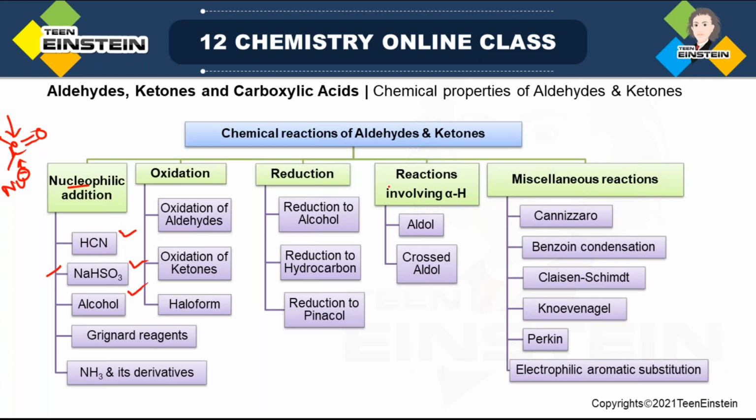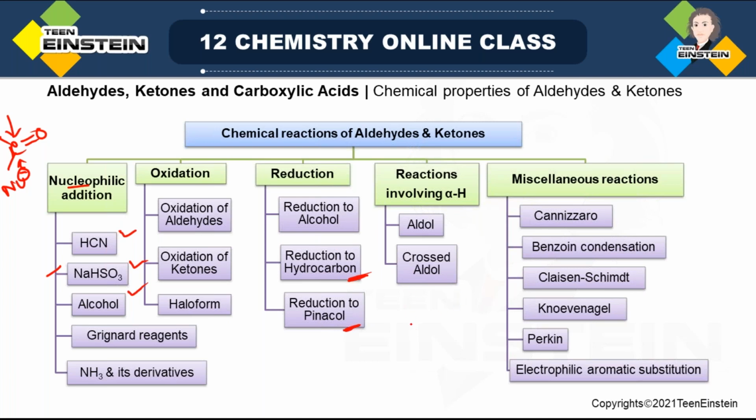And after that, oxidation. We have three categories of oxidation: oxidation of aldehyde, oxidation of ketone, and haloform reaction. Then reduction. Now reduction of aldehyde and ketone may be to alcohol, reduction to hydrocarbon, or reduction to phenol. Then reactions involving alpha hydrogen.